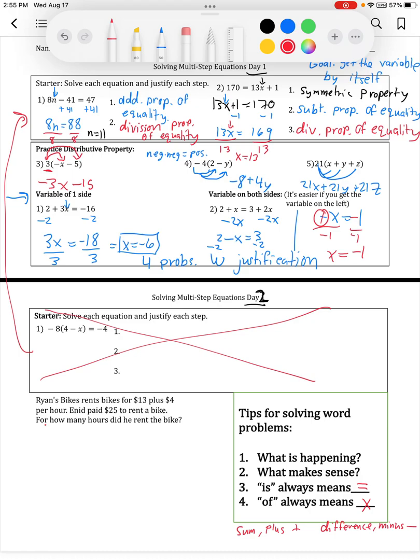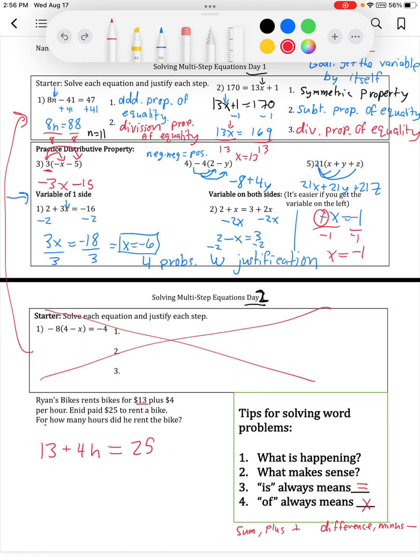So Ryan's bike rents bikes for $13 plus $4 per hour. Enid paid $25 to ride a bike. For how many hours did he rent the bike? Okay. We've thought about what makes sense. So it costs $13 to even look at the bike. So we know that for sure. So we're going to have 13 and we have a certain amount per hour. So it's going to be 13 plus the $4 and however many hours we ride it. From there, we know that we spent $25 total. So with whatever amount we spent up front plus the amount that we spent per hour, okay?